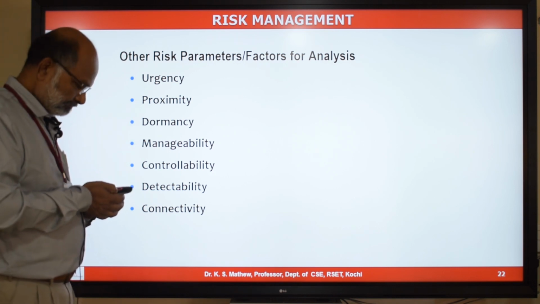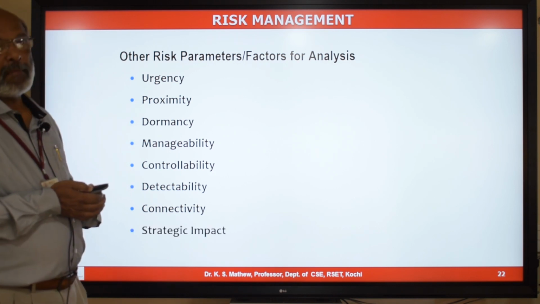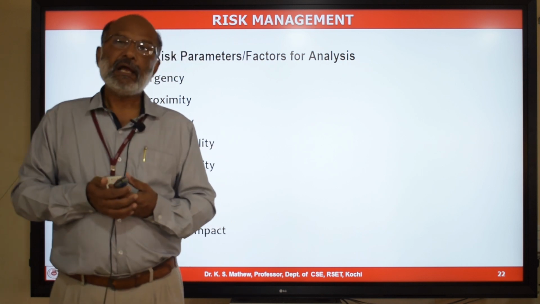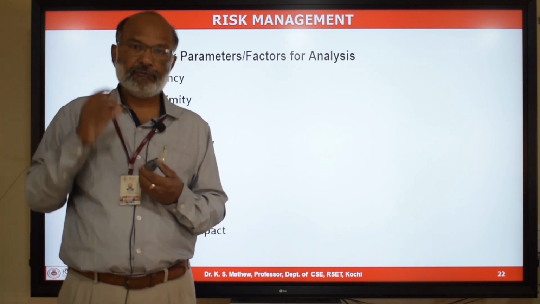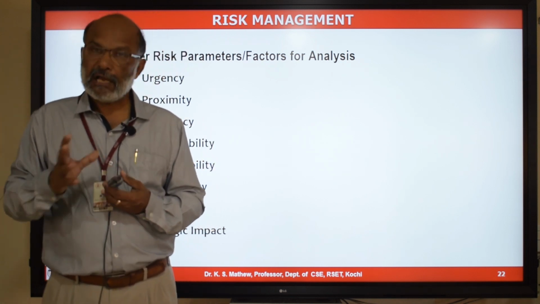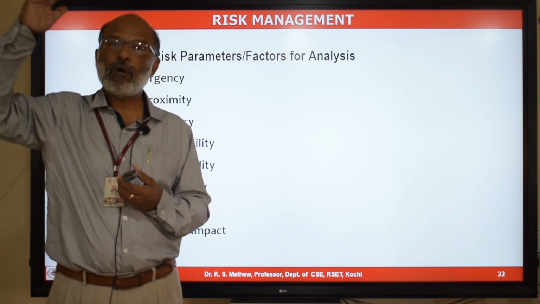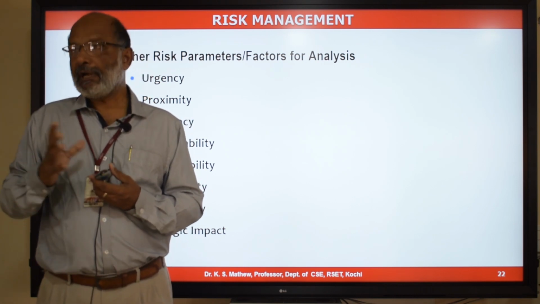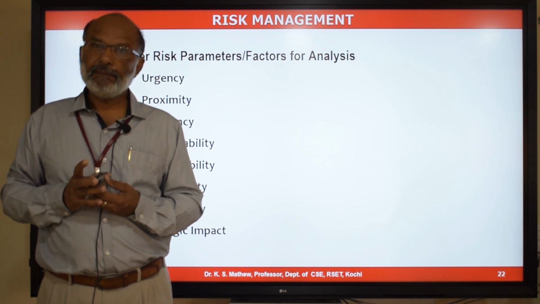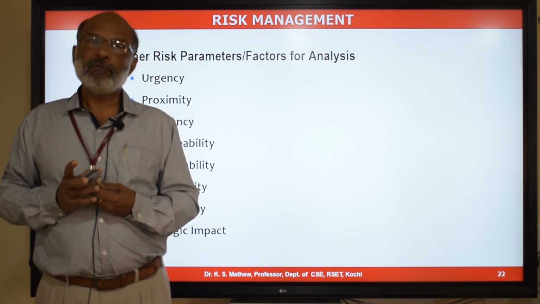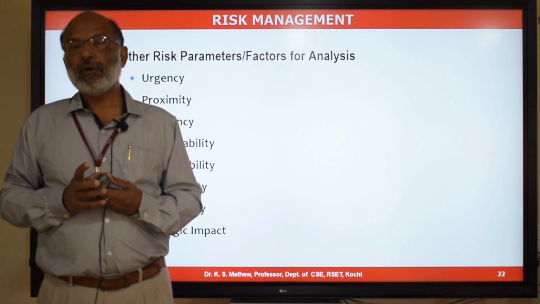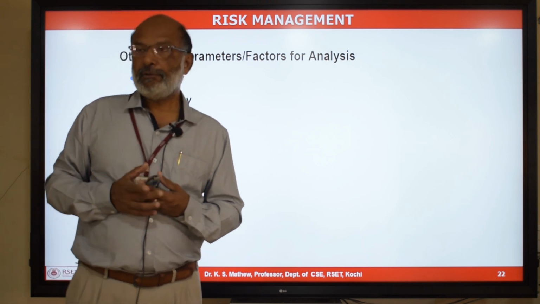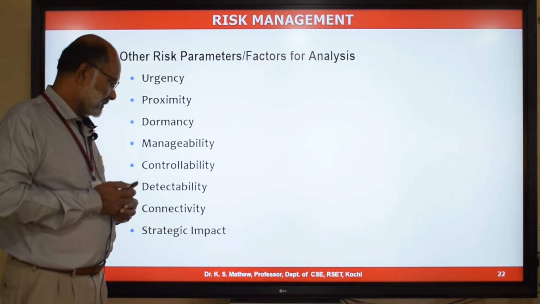Then strategic impact. The majority of risks will have an impact on your project objective, but some risks may also have an impact on the strategic goal of the organization. So you need to look at the impact of the risk and see whether that impact is going to have an effect on the strategic goal of the organization, and based on that you can prioritize the risk.